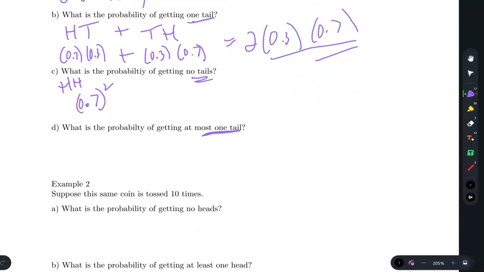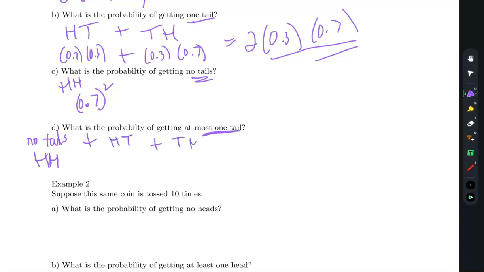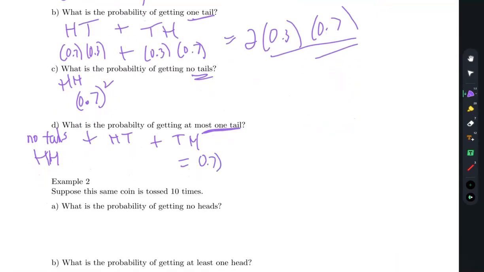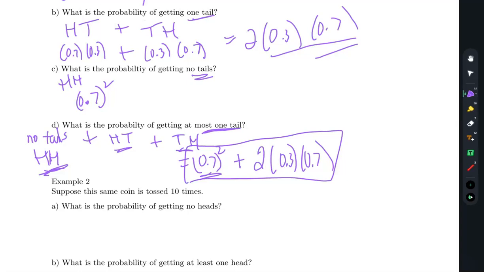And then let's think about at most one tail. So at most one tail could be no tails, right? And so that would be a head and a head. Or, right, so or means addition, a head and a tail, or a tail and a head. So that would give us the probability of head is 0.7, 0.7 squared, right? That's what this would give us. And then plus, we already know that these two are the same, so we'd get 2 of those, 0.3 times 0.7. So that's a fine answer.